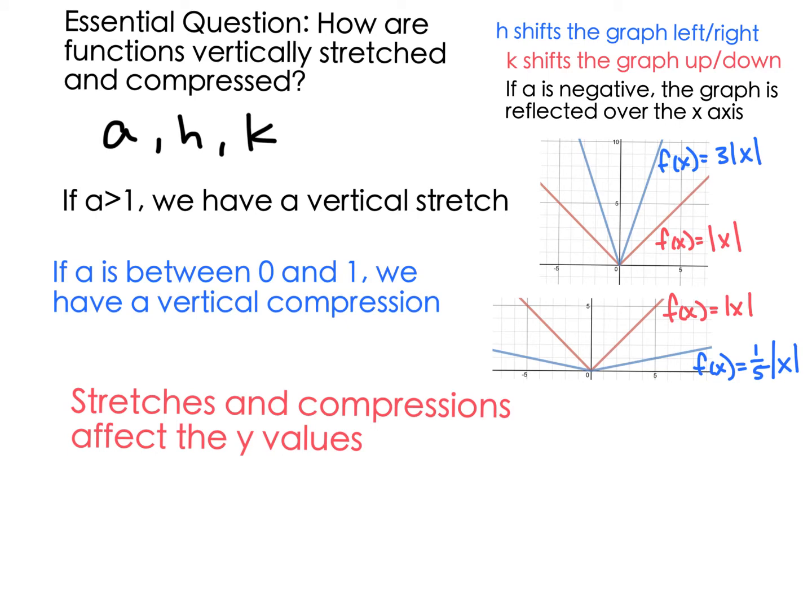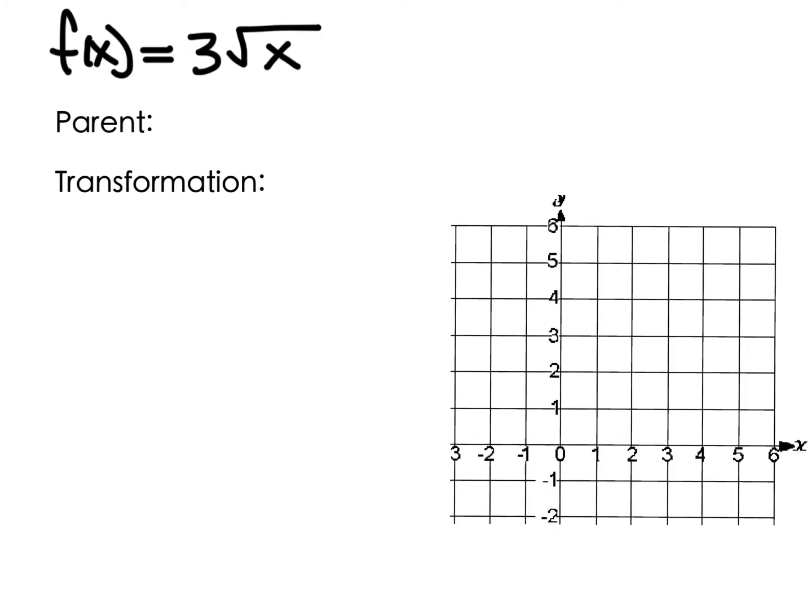Stretches and compressions affect the y values. Okay, those are our dependent values. The independents will just stay the same. So let's look at f of x equals 3 times the square root of x. The parent function is the square root. So I'm going to go ahead and plot the square root main points, (0, 0), (1, 1), (4, 2). Now the transformation is that it's been vertically stretched by a factor of 3.